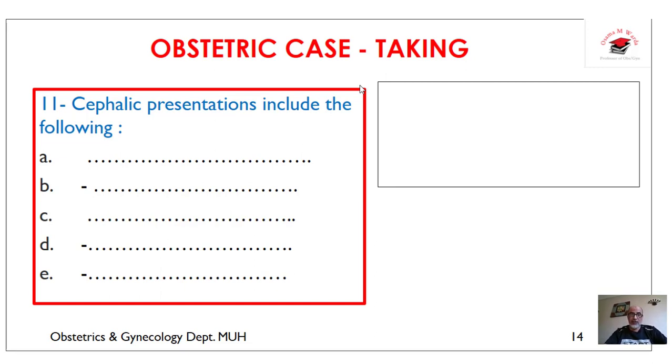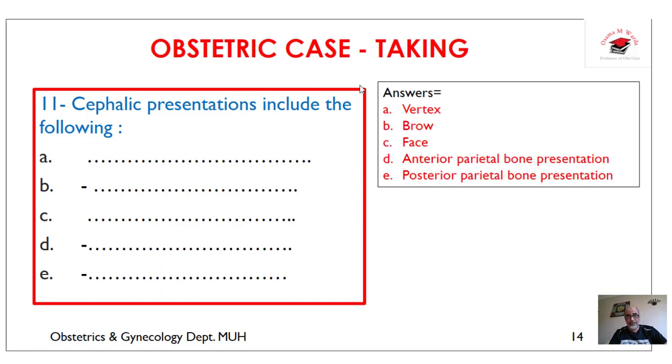So the cephalic presentations include vertex presentation, brow presentation, face presentation. The difference between these is the degree of flexion. In the vertex, the head is fully flexed; brow is midway between flexion and extension. This is called the military attitude, and in face, the head is fully extended.